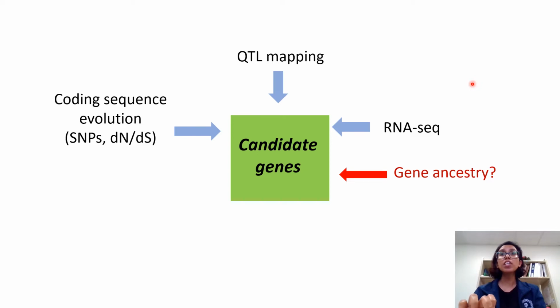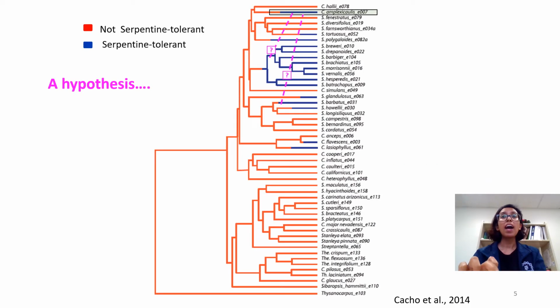The evolutionary history of serpentine tolerance in the streptanthoid complex, which CAB and CAA belong to, has been studied previously. And it looks like this, published in Cacho et al. 2014. In this phylogeny, the S represents Streptanthus and C represents Caulanthus. We can see that they have put CAB and CAA together in this branch, and there is a large clade of Streptanthus taxa that are serpentine tolerant.